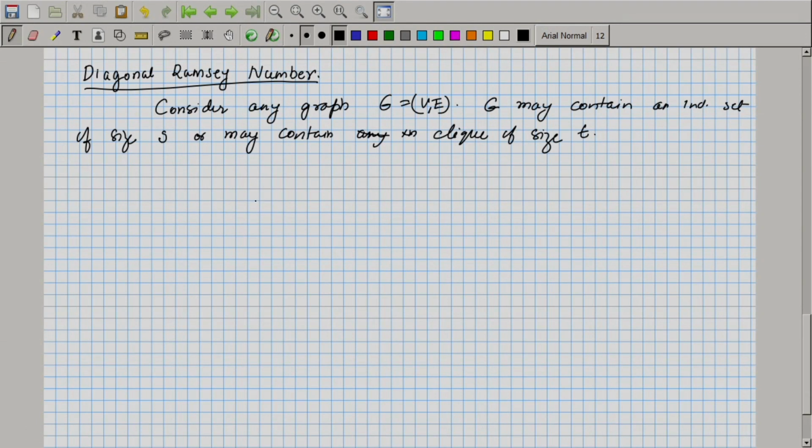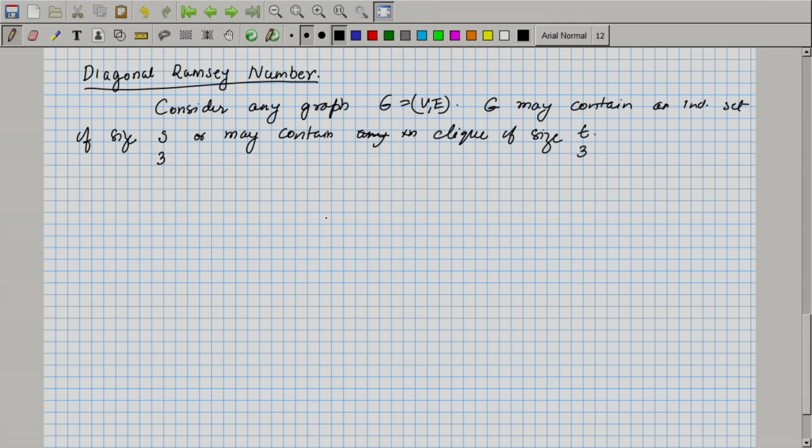If there is one such number, let us fix s to be, let us say, 3 and t to be 3. What sized graph should we take so that it will invariably contain either an independent set of size 3 or a clique of size 3? Okay. One can show that if you take a graph on 6 vertices, this property will be true. So, let us just quickly see that.